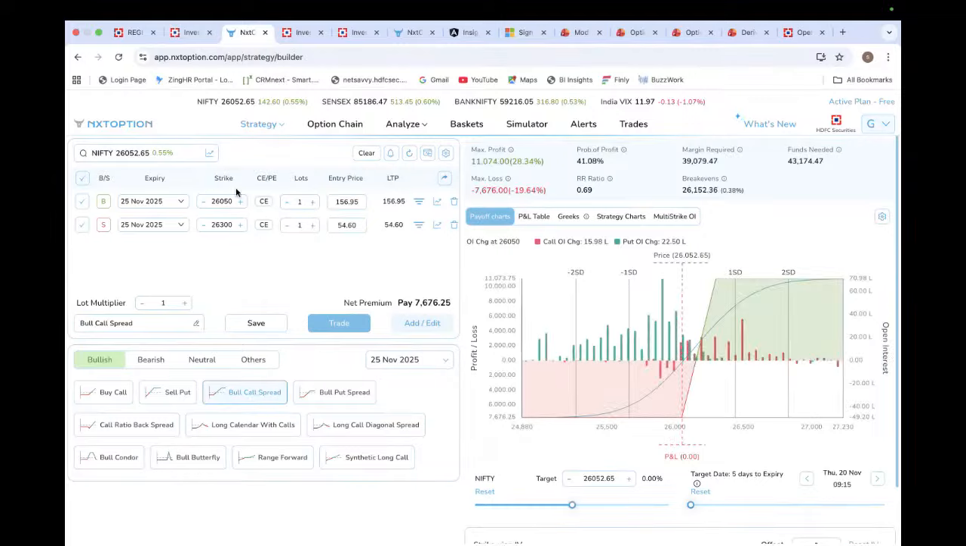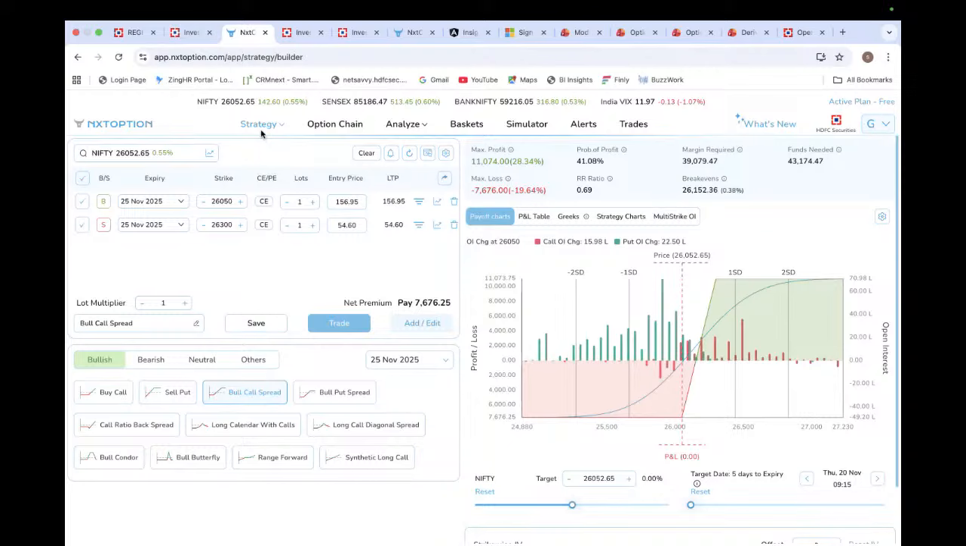You can change the strikes over here. You can change the expiry dates, everything. This will give me the payoff graph. This will show me the maximum profit, maximum loss, the probability of the profit, everything over here. You can even adjust what kind of lot size you want to trade, and you can simply trade from here. So such advanced features you can get on these platforms.